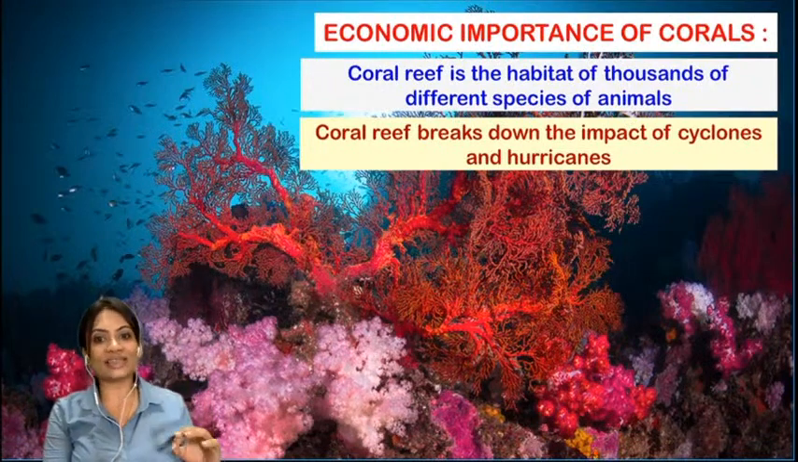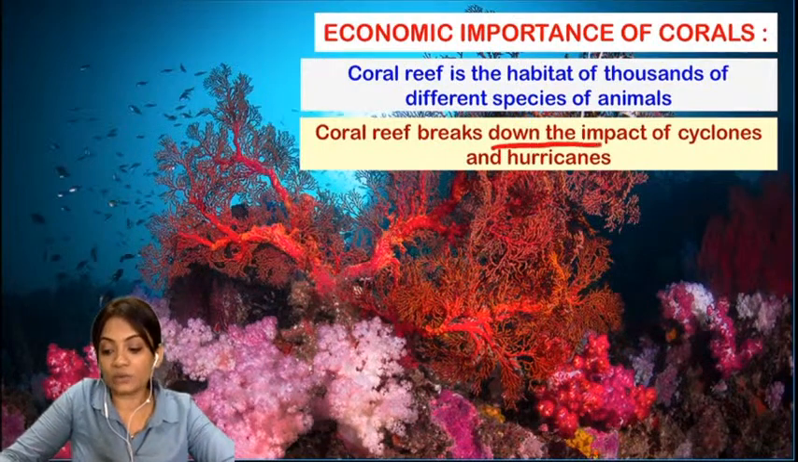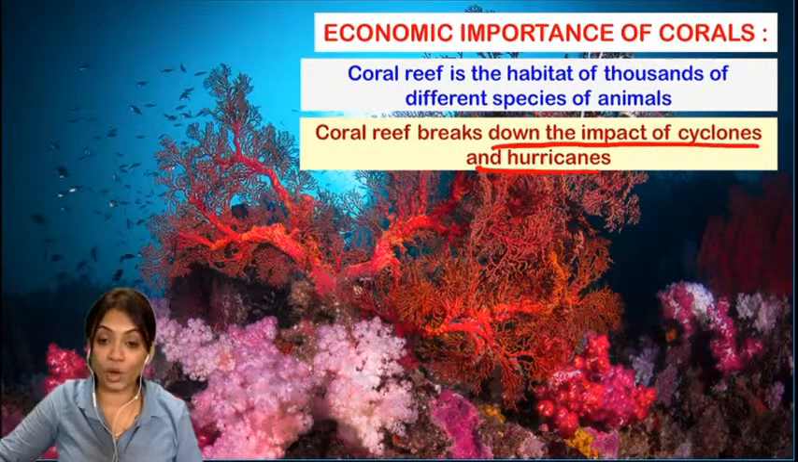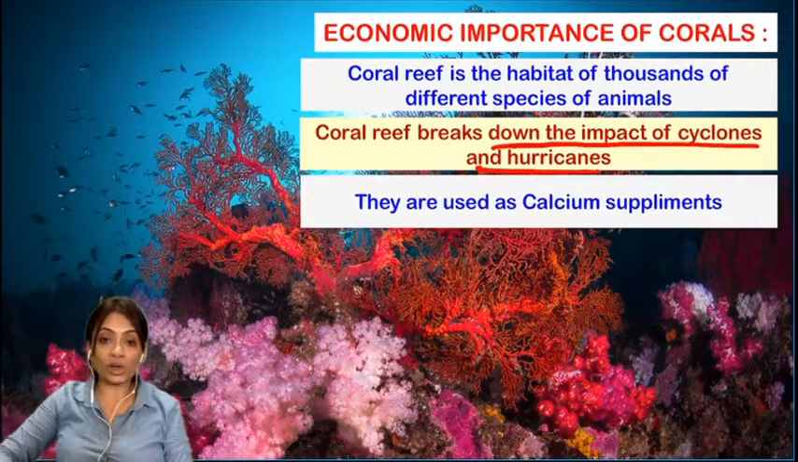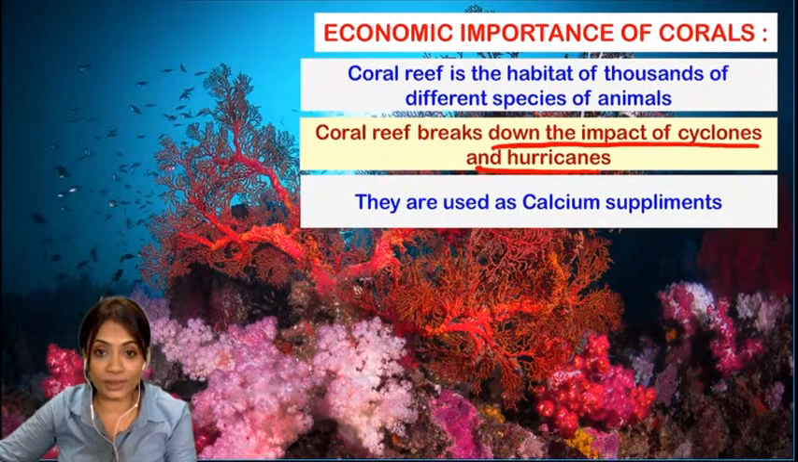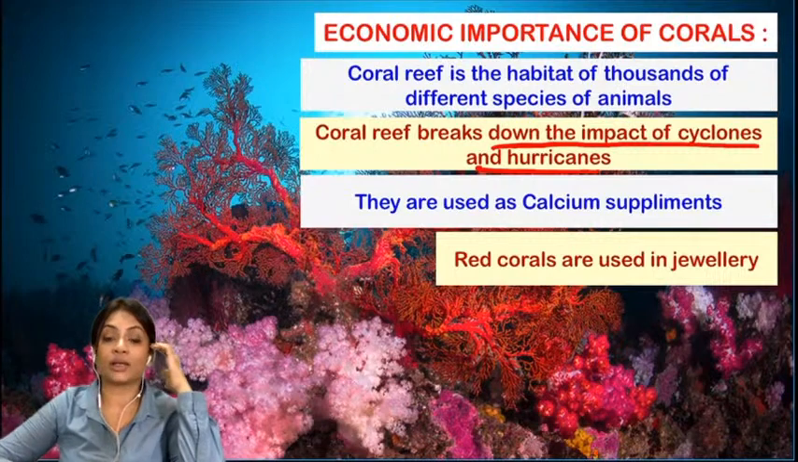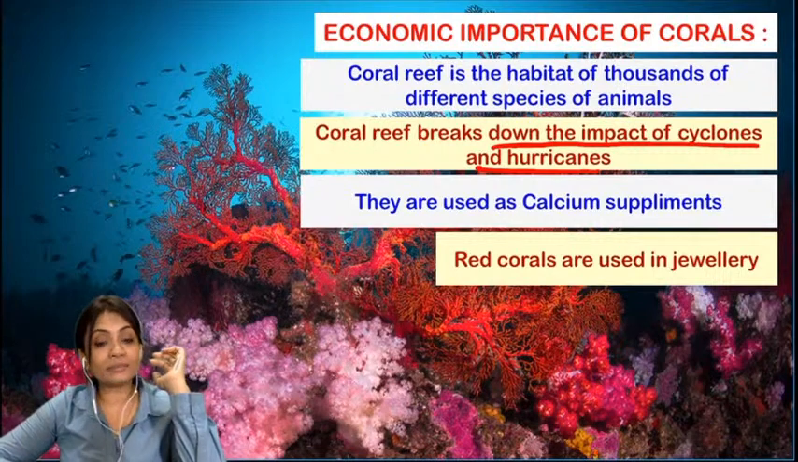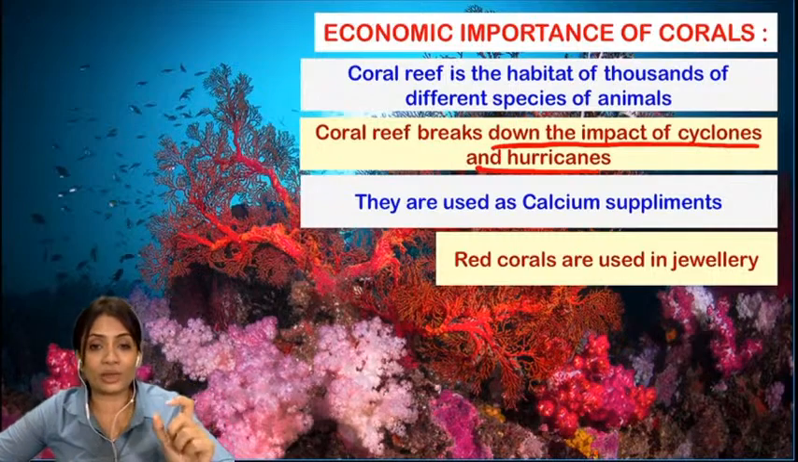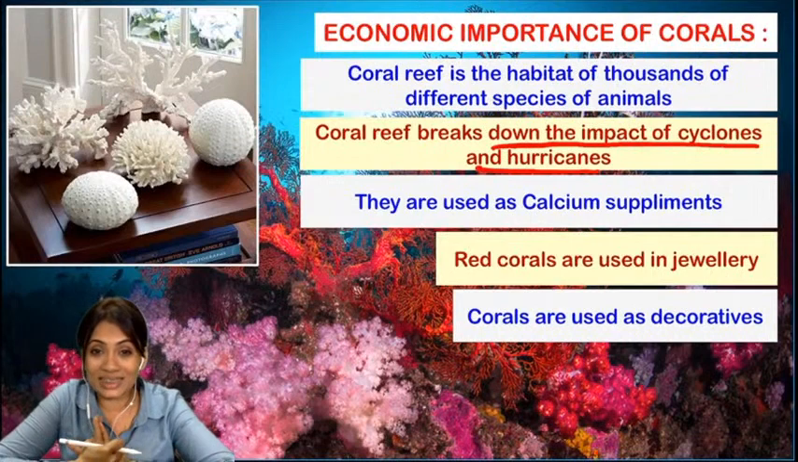So we see that the coral reefs help to break down the impact of cyclones and of hurricanes too. We see that these coral reefs can be used in medicines as calcium supplements as well. We also see red corals. Many times these red corals are used in jewelry making, in chains or anywhere. Also, we see that these corals can be used as decorative items too.